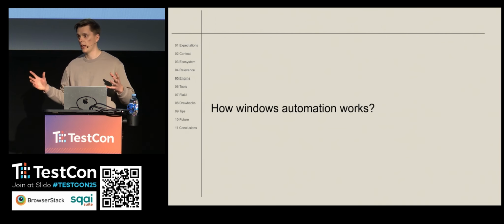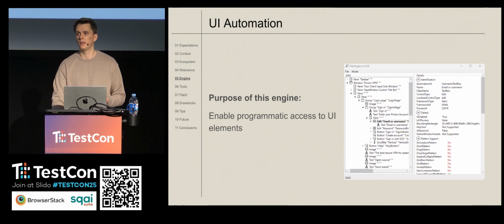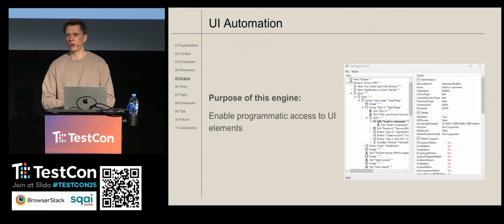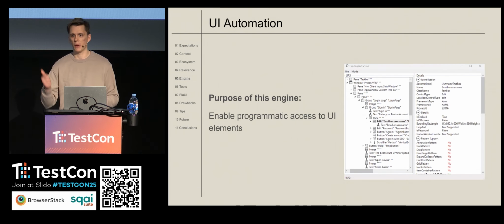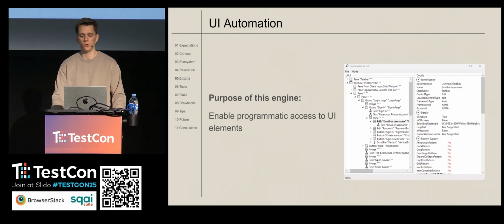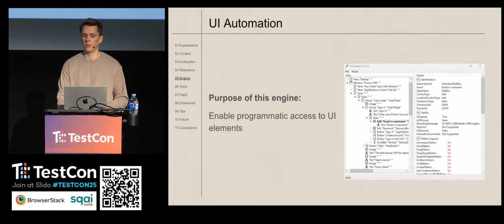So let's understand how Windows automation works before digging deeper. Microsoft created this engine called UI Automation. It's really not an original name, but that's how it's called. The purpose of this engine is to just enable programmatic access to UI. And on your right, you can see the inspection screen of the UI, and all of those values are returned from the UI Automation engine.